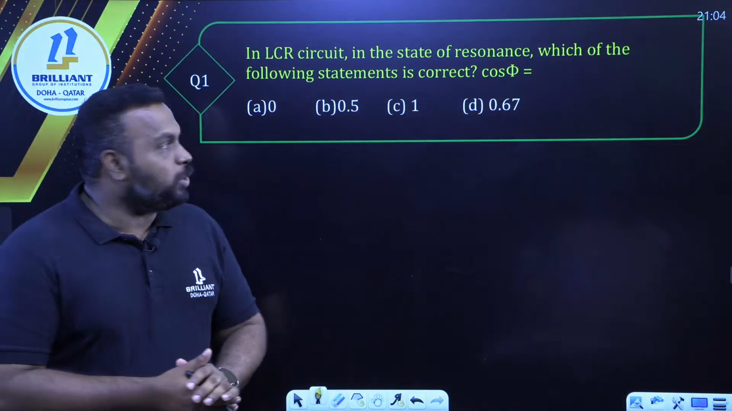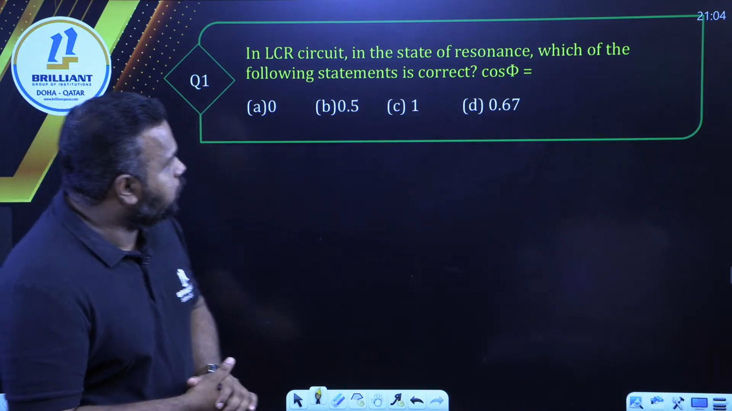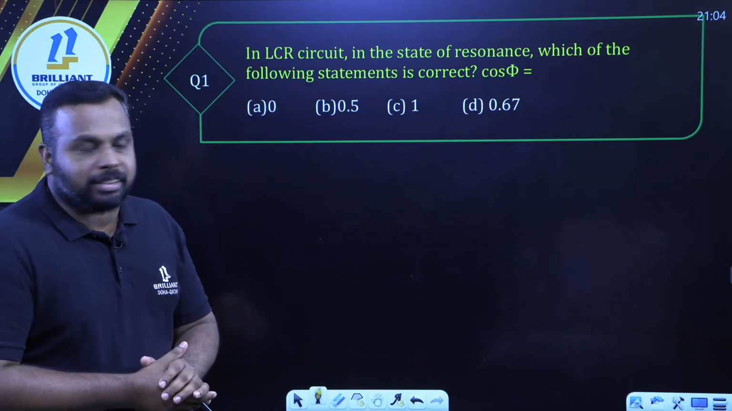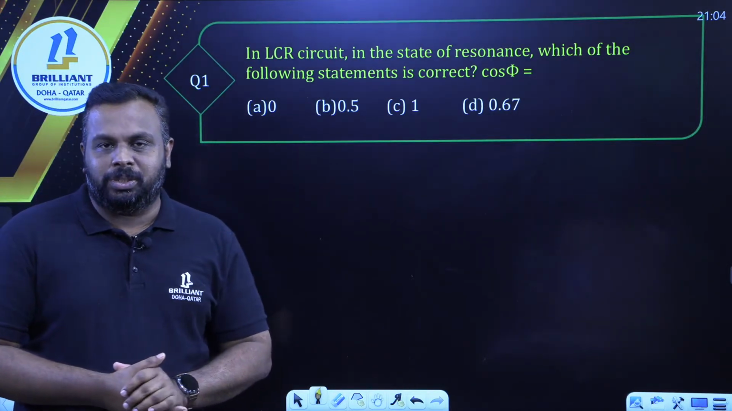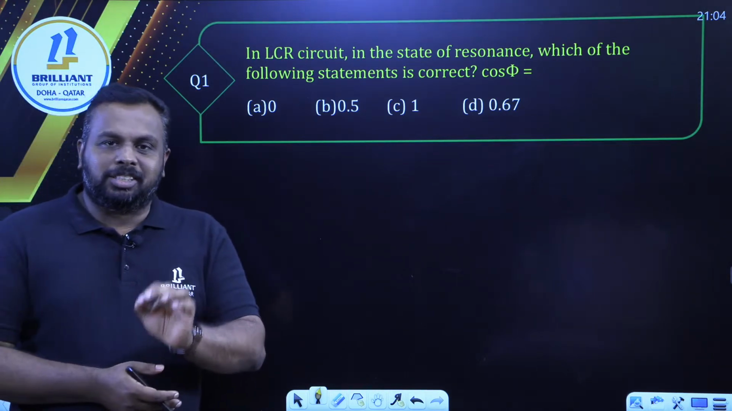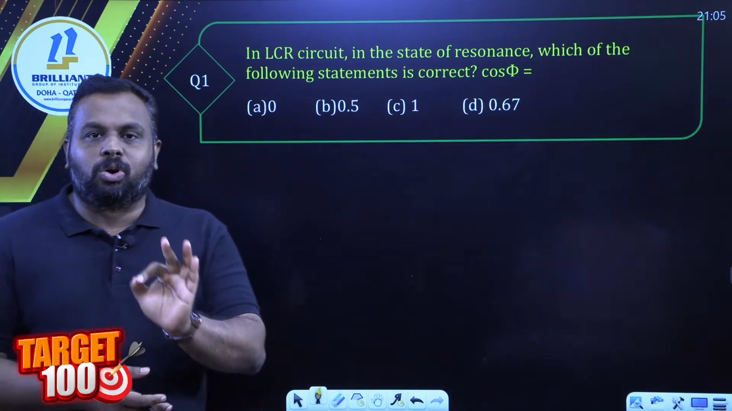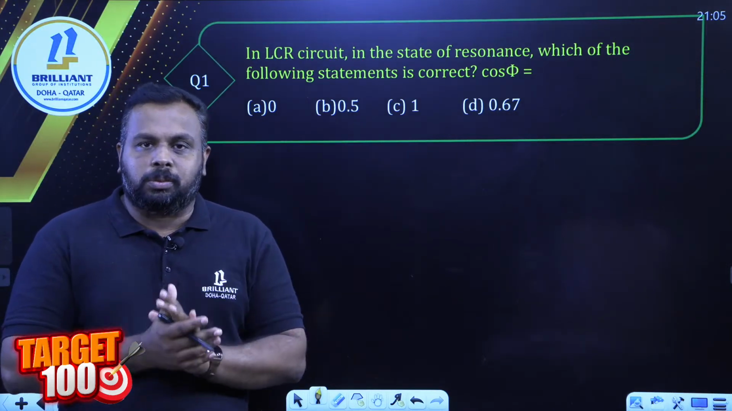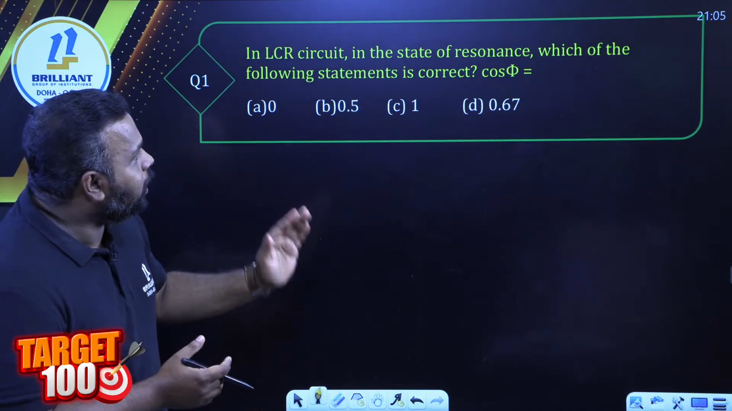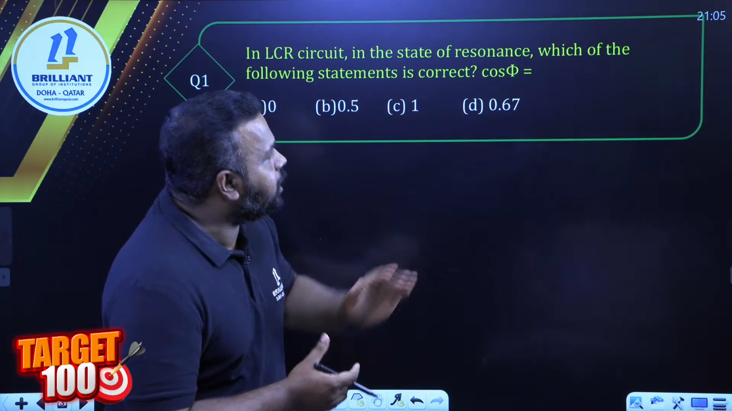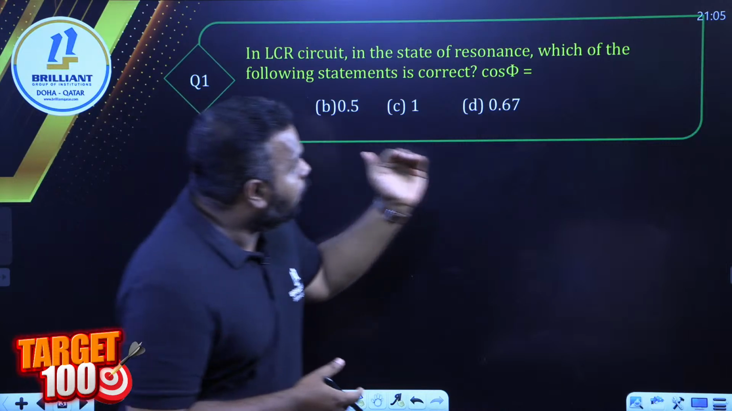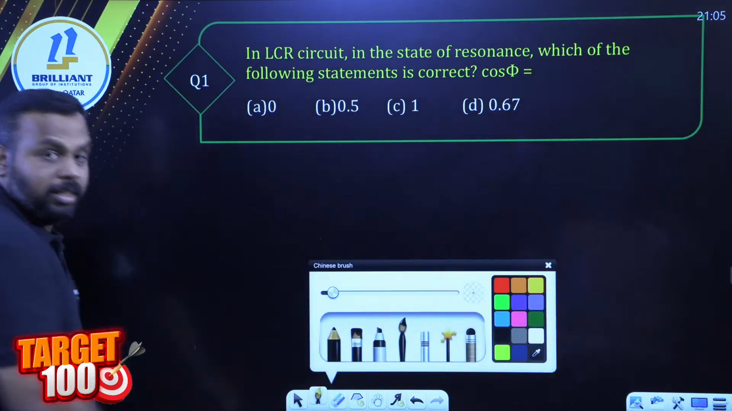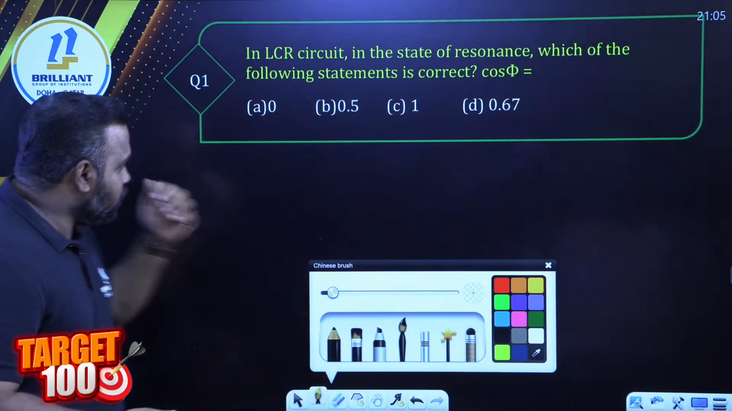Look at this. First question is, in an LCR circuit, in the state of resonance, which of the following statements is correct? Cos phi is equal to. In this chapter, the core topic is the series LCR circuit. There are a lot of scopes for questions from that topic. Now what they are asking: in an LCR circuit at the state of resonance, cos phi is equal to what? If you know the answer, please comment it. Let's go to the discussion.